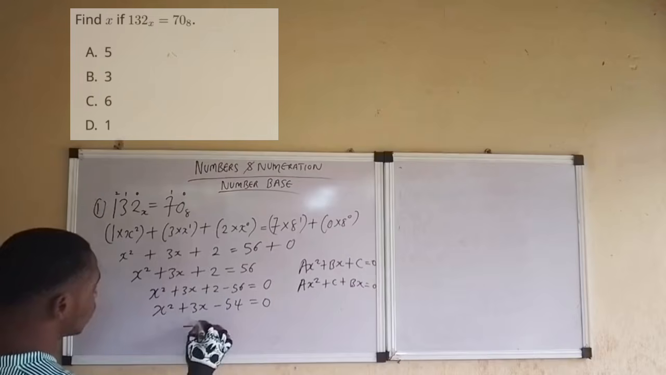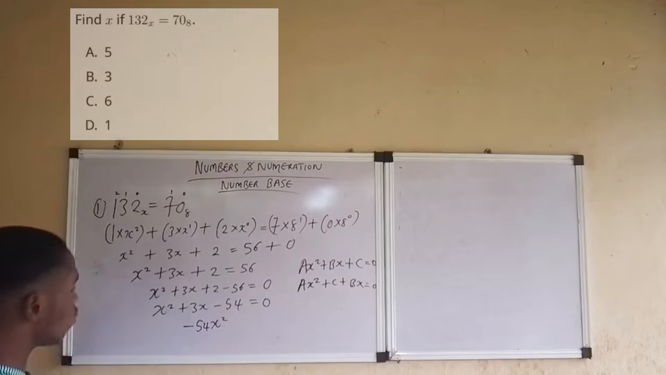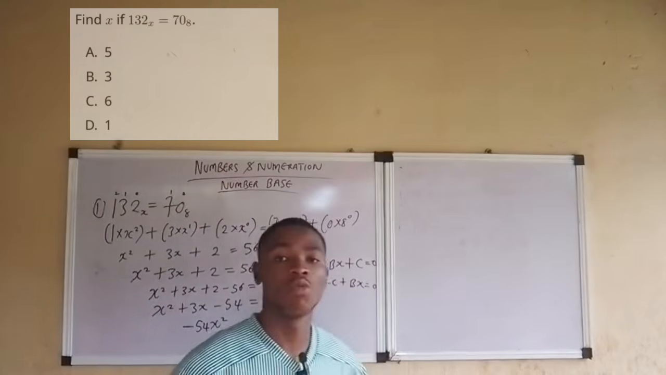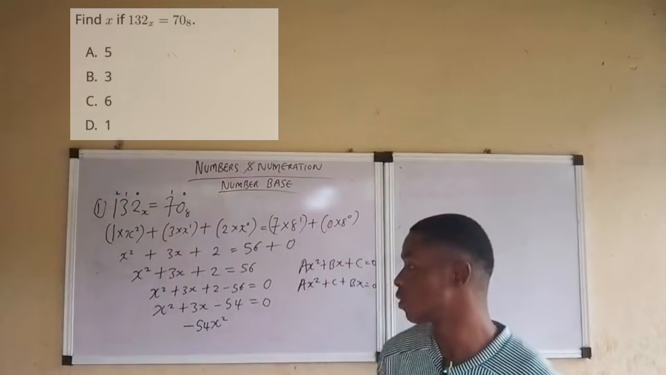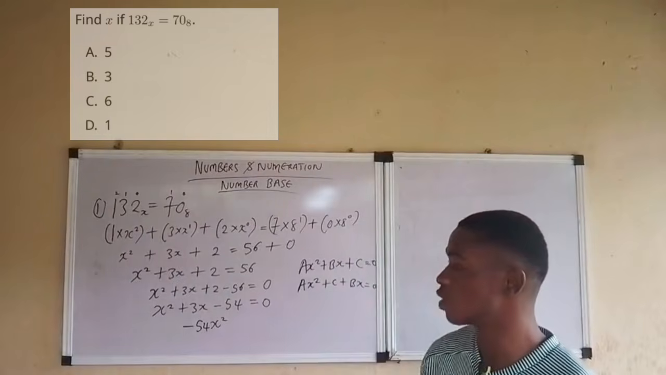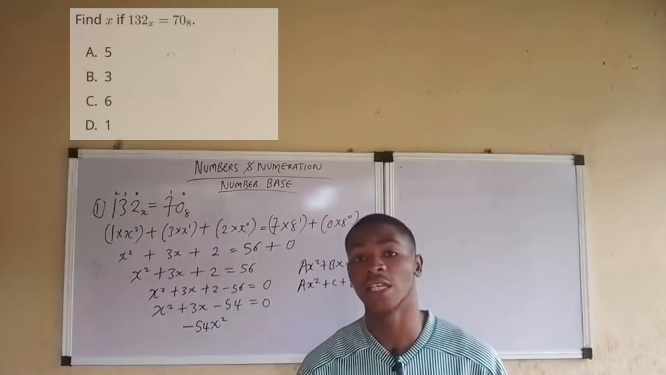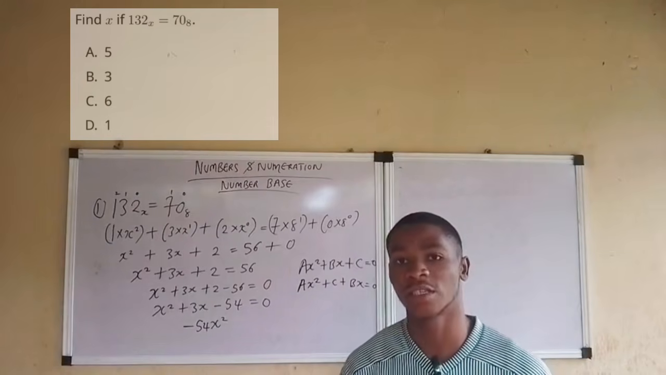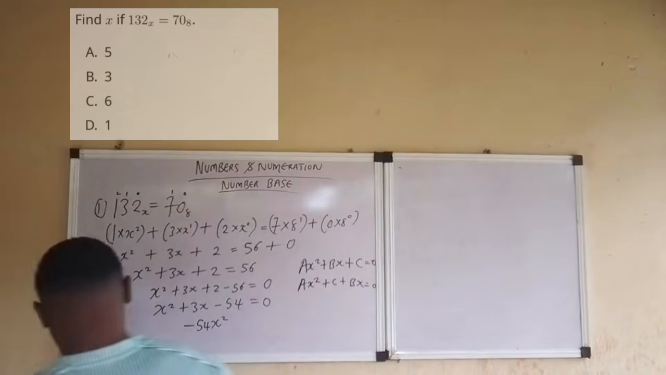So we're having minus 54 x squared. Now, what are we going to do with this minus 54 x squared? We are going to find two terms which, when we multiply them together, give us minus 54 x squared, and when we add them together, give us the middle term, plus 3x. So what are those two terms going to be?